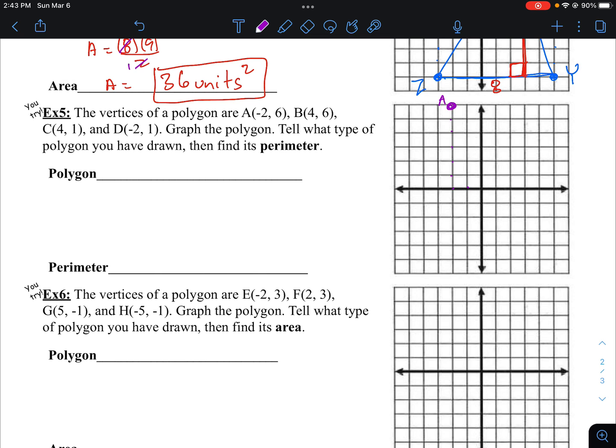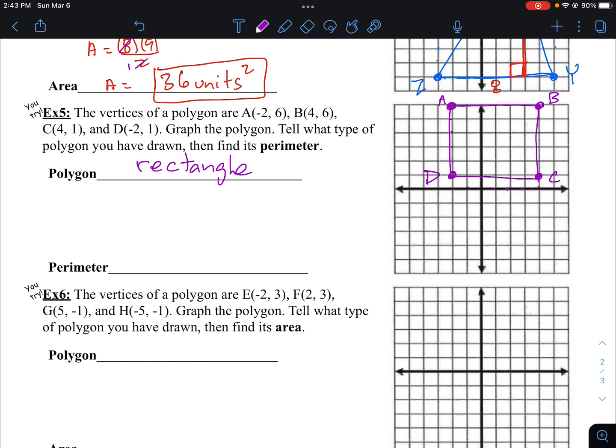B is at (4, 6). 1, 2, 3, 4. Up 6 is at this very top. C is at (4, 1). So 1, 2, 3, 4. Up 1. And D is at (-2, 1). It looks like we go from A to B, B to C, C to D, D back to A. Looks like we have a rectangle, which is also a parallelogram.